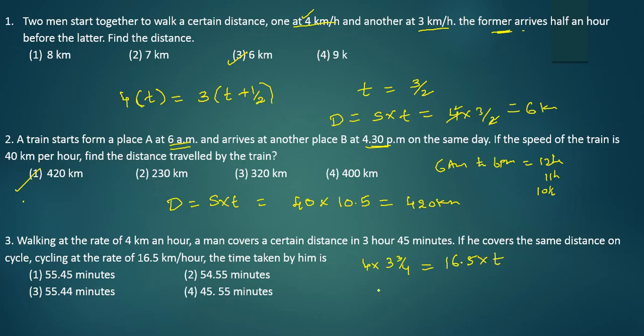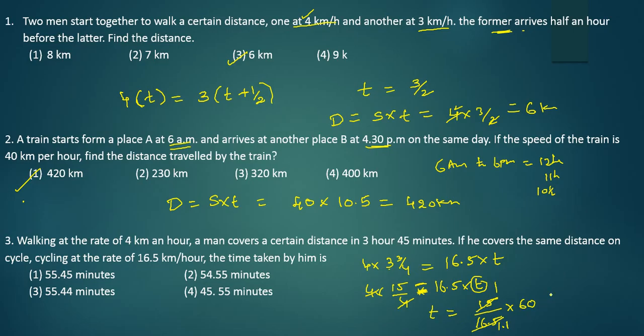Now this is 4 into, this mixed fraction can be written as 4 3s are 12, 12 plus 3 is 15. So 15 by 4 into 16.5 into t is equal to this. Now I have to find the value of t. 4 and 4 will cancel, so t is equivalent to 15 by 16.5 hours. Convert it into minutes by multiplying by 60.